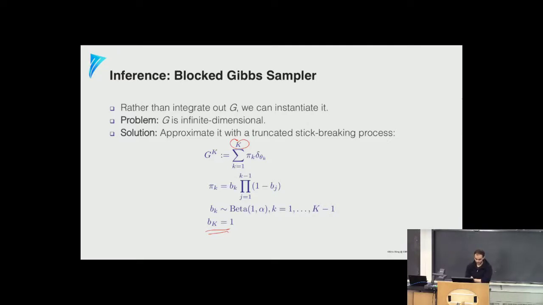What it means is that pi 1 to pi 1,000 will be some weights, but pi K plus m, where m is some number greater than or equal to 1, will actually be equal to 0. Why is it equal to 0? Because of this term: 1 minus bK will be equal to 0, so we zero out all the components starting from capital K. So we truncate our stick breaking process at some predefined number of components.